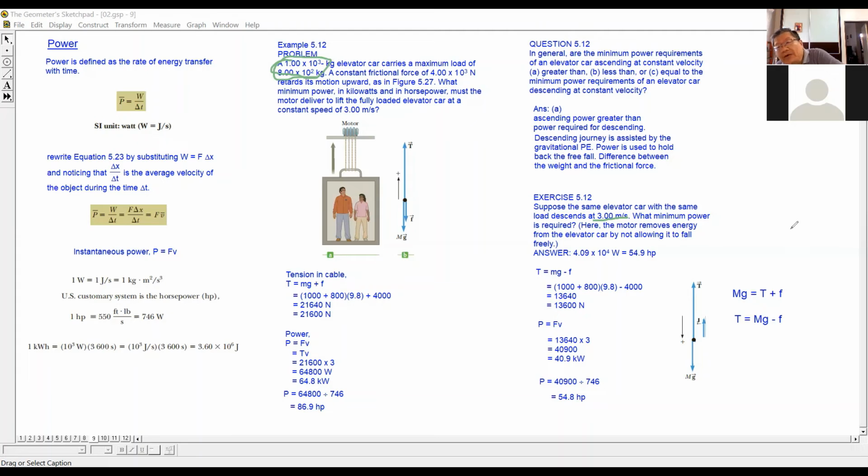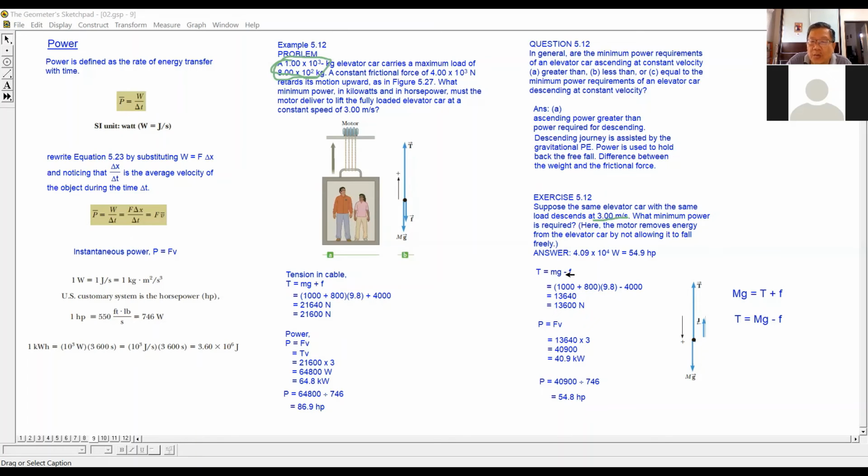So the power is actually used to pull back. It's not used to assist the fall. It is actually used to hold back the free fall, to oppose the free fall. So this is what they're talking about: the motor removes the energy from the elevator by not allowing it to fall freely. So this is the explanation, but the two points that I want to highlight here is the weight remains the same and it is moving down with a constant velocity. That means there's no net force. So we're going to calculate what is the force used to hold back the elevator.